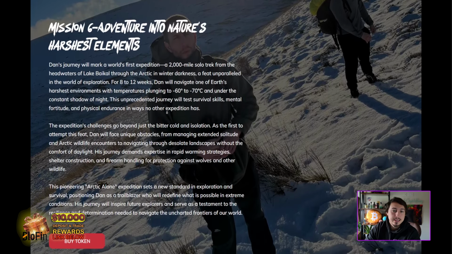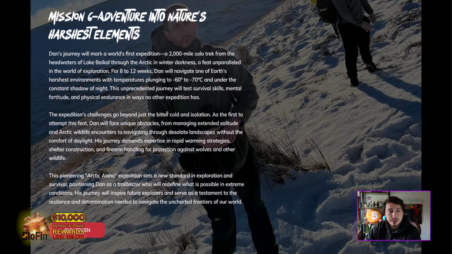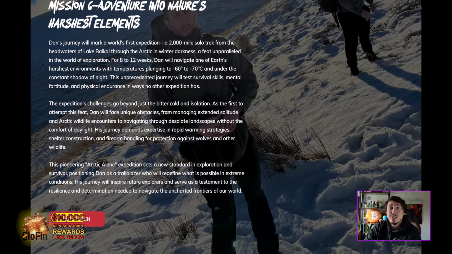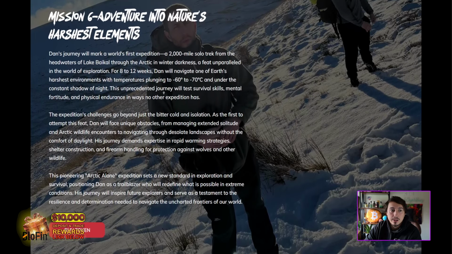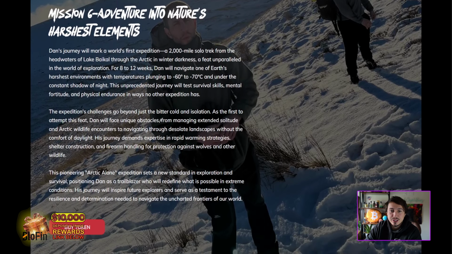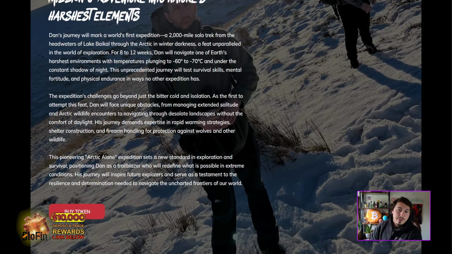For 8 to 12 weeks, Dan will navigate one of Earth's harshest environments with temperatures plunging to minus 60 to minus 70 and under the constant shadow of the night. The unprecedented journey will test his survival skills, mental fortitude and physical endurance in ways no other expedition has.